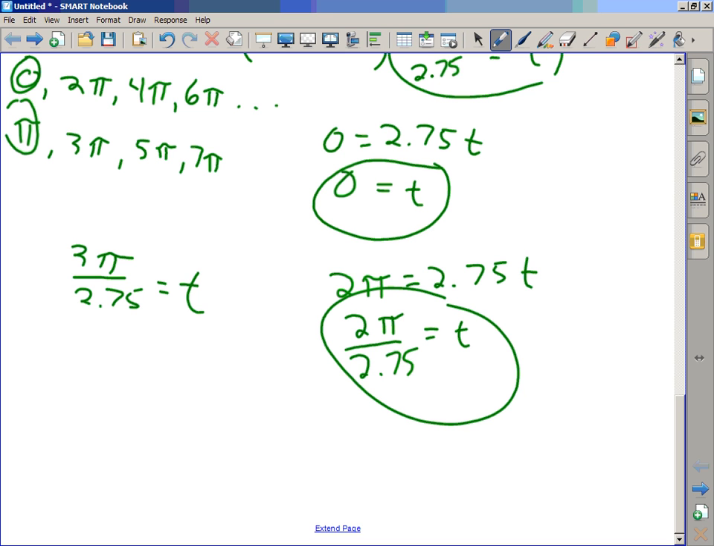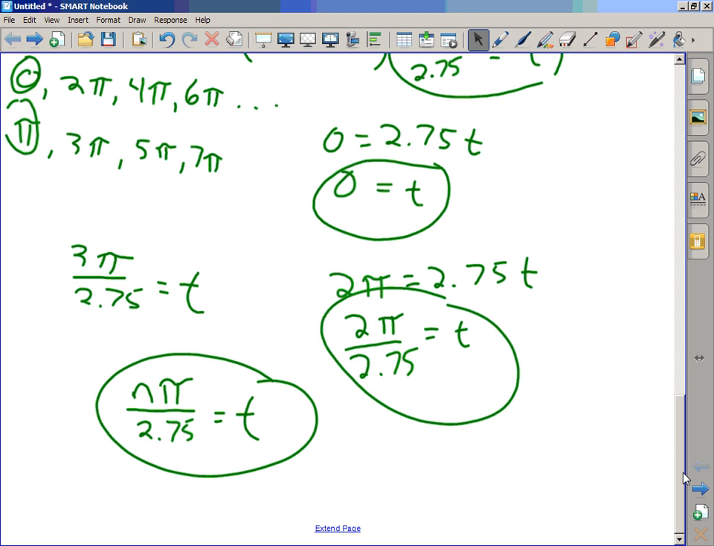Are you noticing a pattern here yet? The actual answer for the correct time will be n pi divided by 2.75, n standing for any whole number. What does the 2.75 mean? Like, if you just kind of graph that, what kind of effect would it have on there? It's going to scrunch this thing.